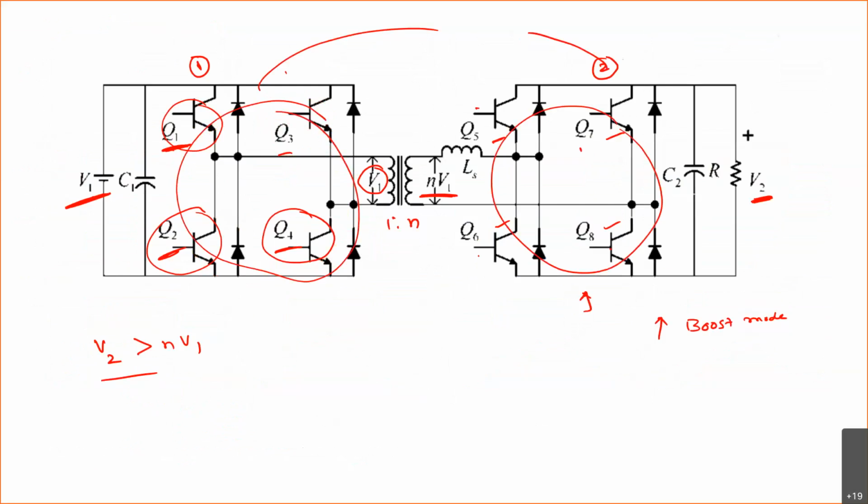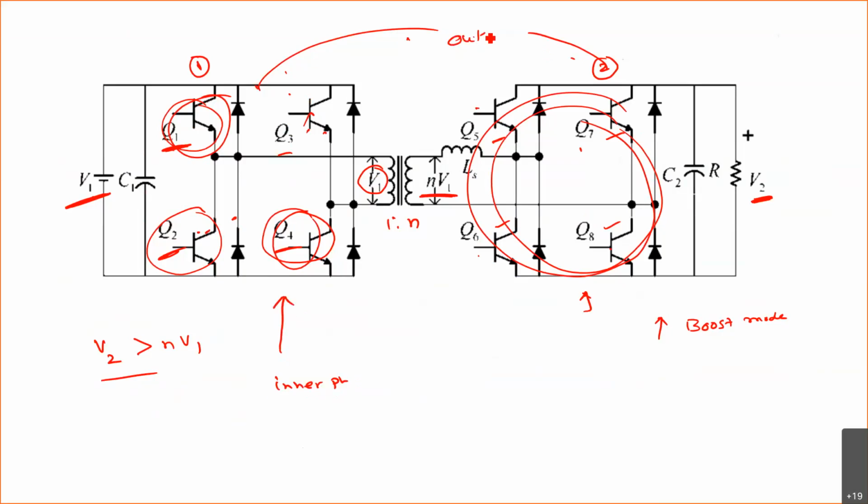If there is no phase shift within this converter, it will operate at 180 degrees. If there is a phase shift, then this pulse and this pulse have a phase shift. Here also this one operates with another phase shift, and these two operate with a separate phase shift. This one is known as inner phase shift, that is, the phase shift created inside one H bridge, and the one between the two H bridges is the outer phase shift.